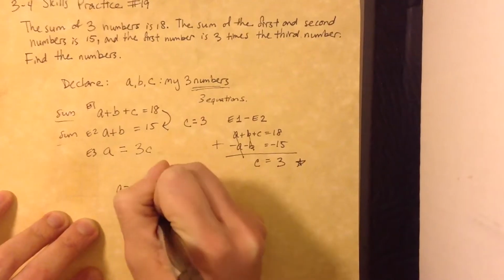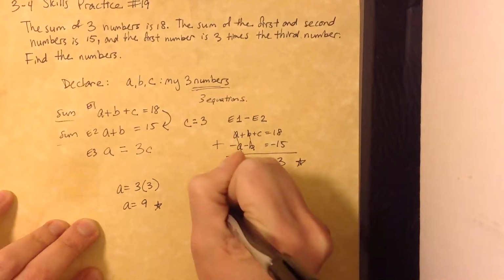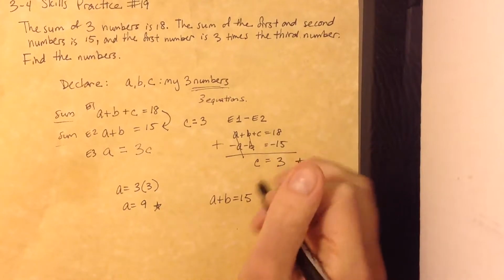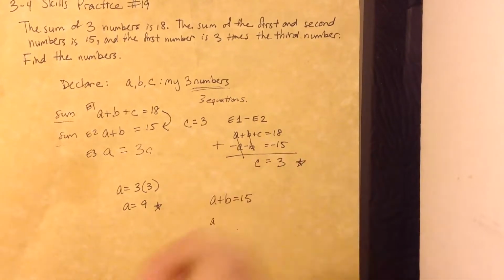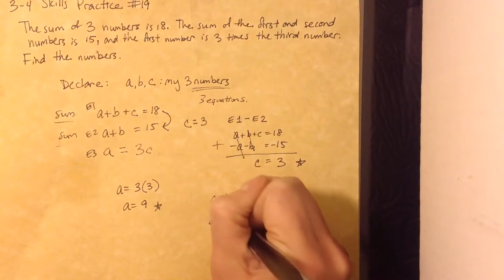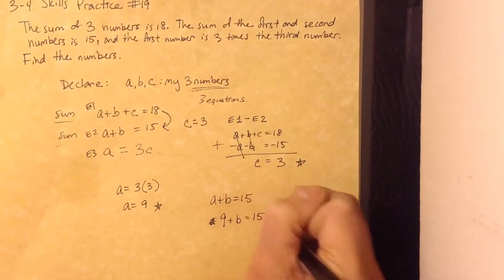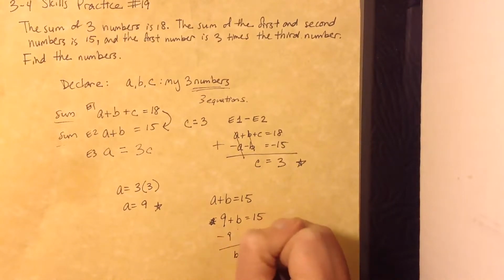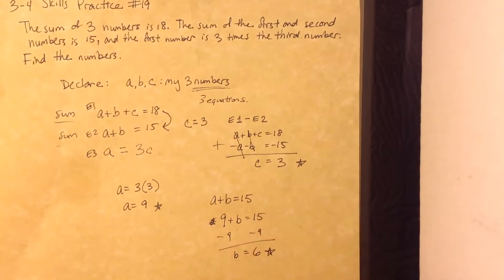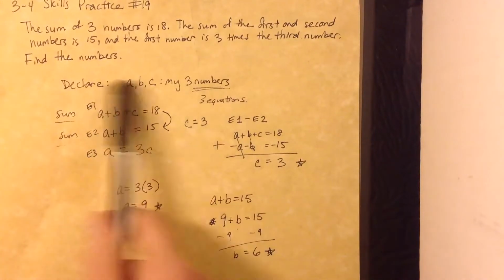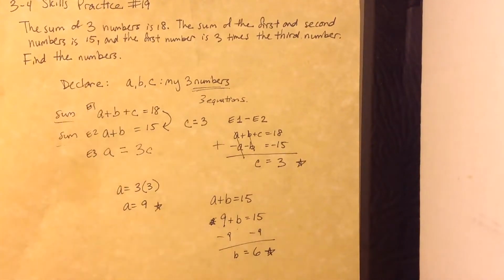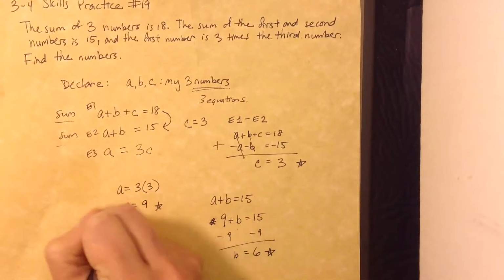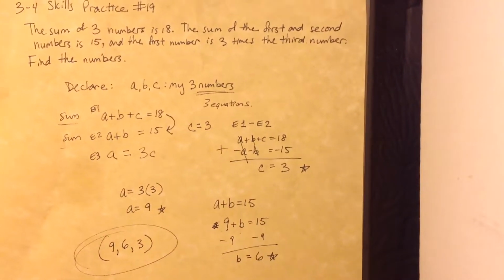So I got my C value, I got my A value. Last one, A plus B is supposed to equal 15. So if A is 9, 9 plus B is supposed to equal 15. Subtract that 9, and we see that B must have been 6. So I have my A, B, C numbers in order because the way they worded it in the problem, the order is important. So A is 9, B is 6, and C is 3. That's my final answer there.